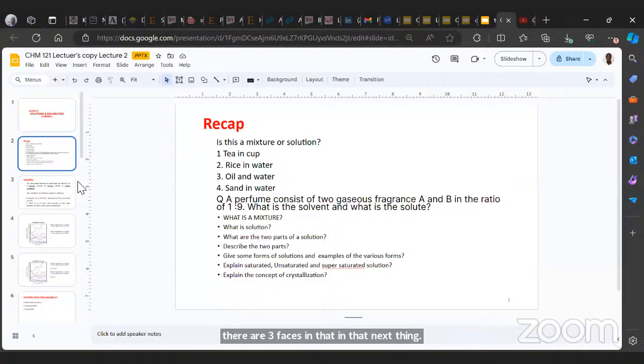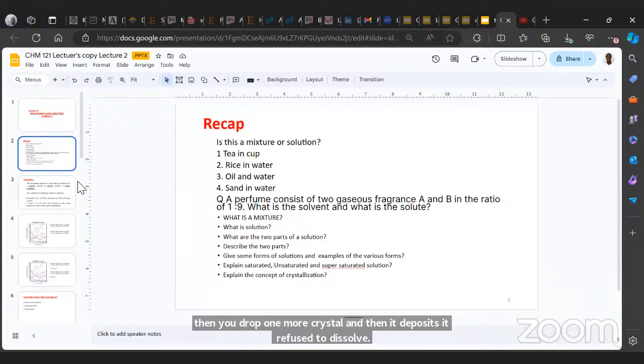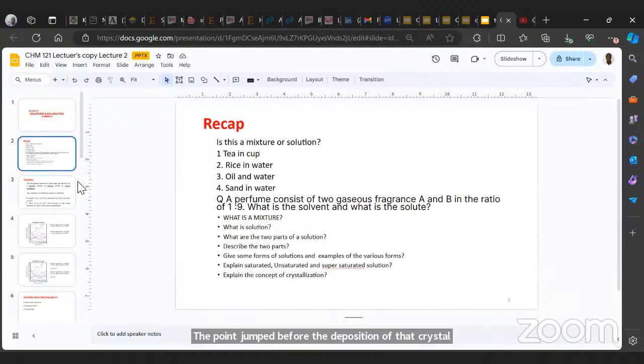So there are three phases in that mixing. When it was diluted, it was unsaturated. You were mixing it and it's just flowing well. Every drop you add, it dissolves. A point comes where it keeps dissolving, but you notice it's thickening. A point comes whereby it's thick, and then you drop one more crystal, and it deposits, it refuses to dissolve. The point just before the deposition of that one crystal at the bottom is the saturated point.